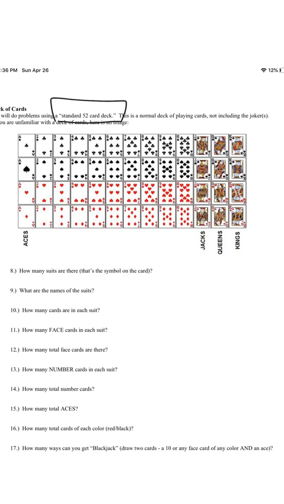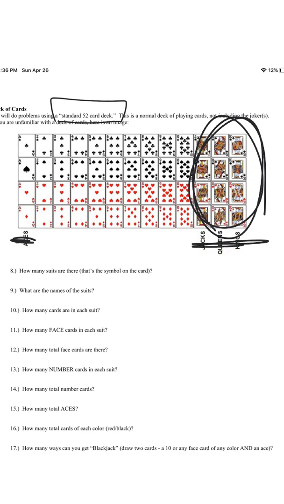How many face cards are there? A face card is these. These are the face cards. It has a face on it. So jack, kings, and queens are face cards. How many total face cards are there? How many number cards are in each suit? Be careful, ace is not a number, and neither are these, so these are the only number cards.